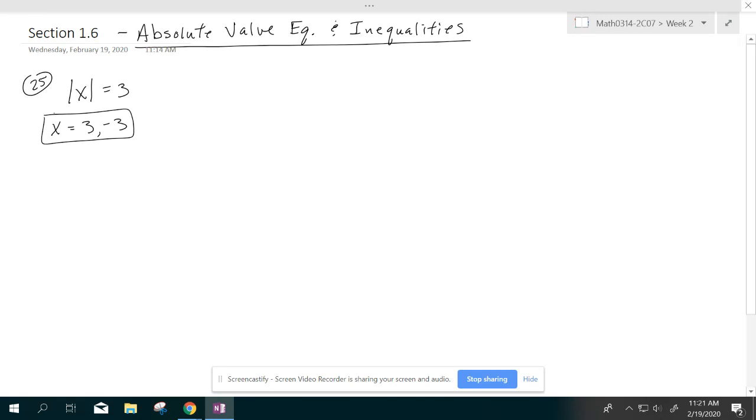Yes. Okay, so an absolute value always produces 2 solutions? Not always, no, not always. So would y'all like to see when it doesn't produce 2 solutions? Okay, so let's look at 29.